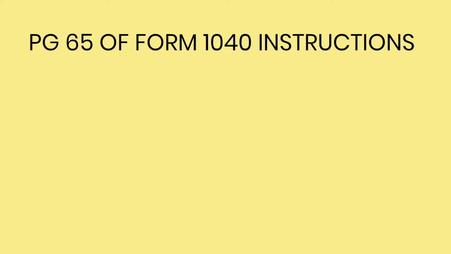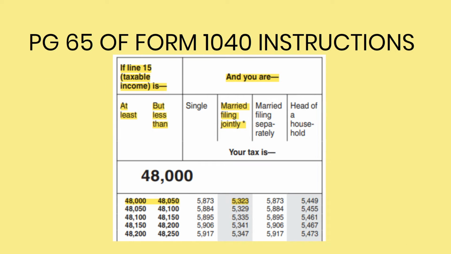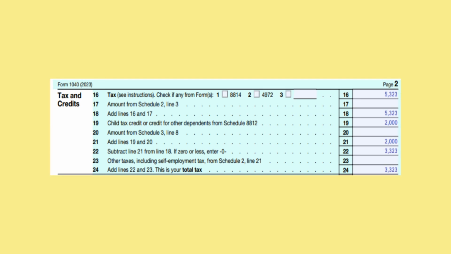Next, we will calculate your tax using the tax tables that begin on page 65 of the Form 1040 instructions. Since your taxable income is at least $48,000 but less than $48,050 and you are married filing jointly, your tax will be $5,323. Carry that amount to line 16 of your return.